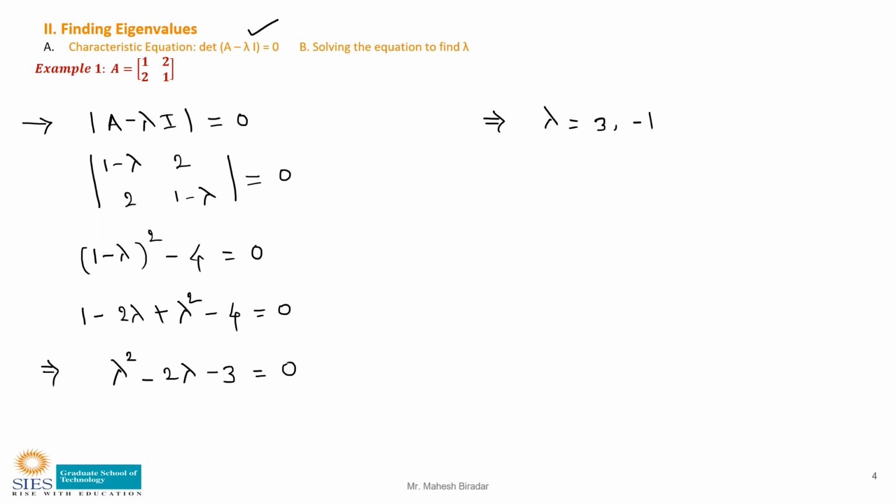There is one important result also. The result says that the sum of eigenvalues is equal to the sum of diagonal elements. So here eigenvalues are 3 and minus 1. So its addition is 2, which is equal to the sum of diagonal elements, the addition of 1 and 1, which is also 2.